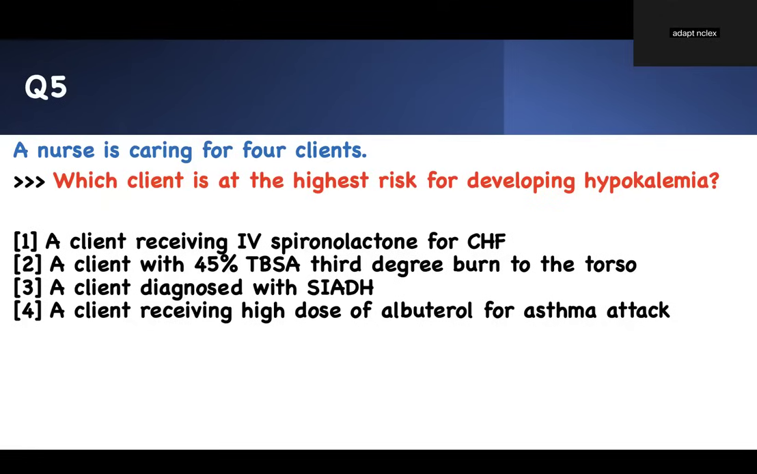Albuterol is a beta agonist. It causes hypokalemia, one of the side effects. Therefore, number 4 is the right answer. All beta agonists will do that.